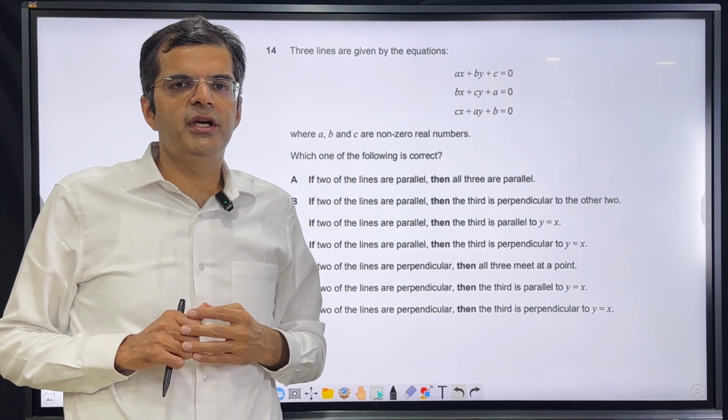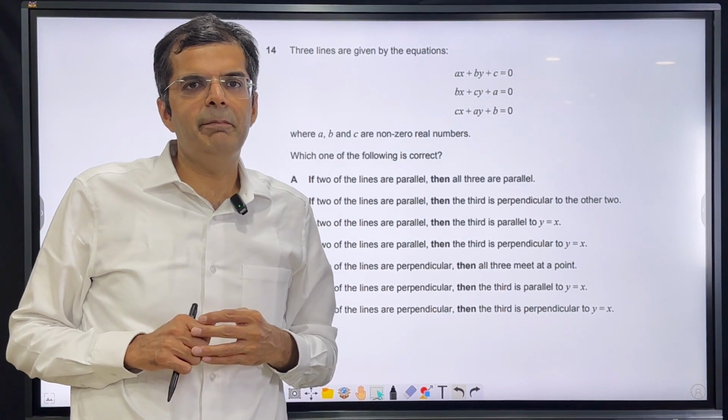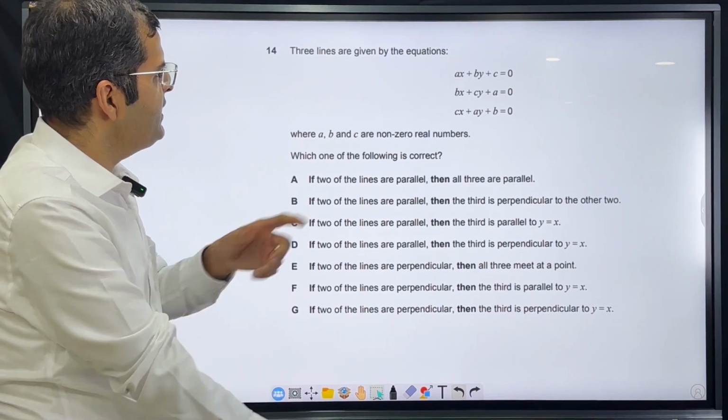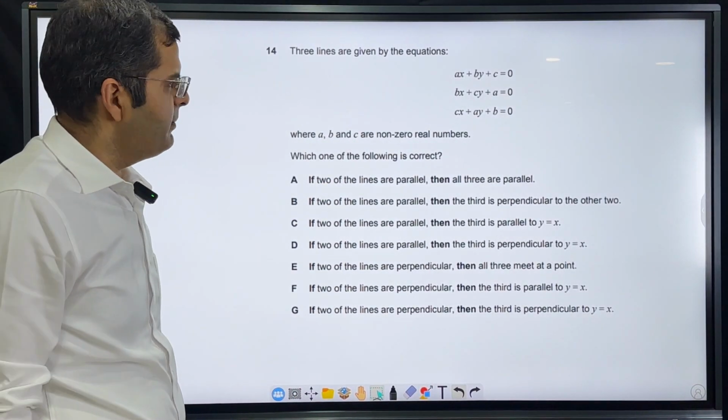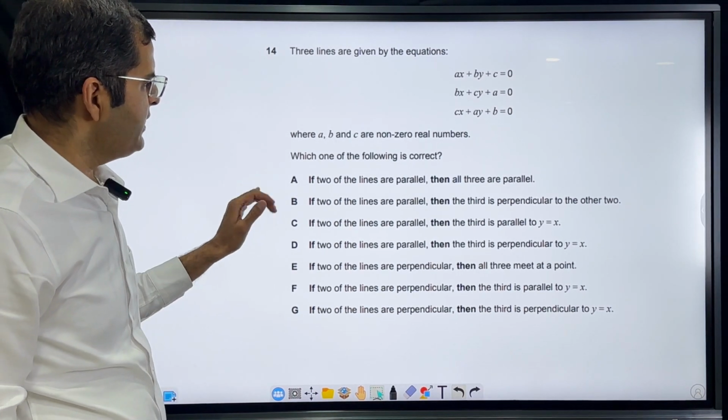So this is the 14th question of TMUA 2023 exam paper 2. The question says 3 lines are given by these 3 equations where A, B, C are non-zero real numbers. Which of the following is correct?